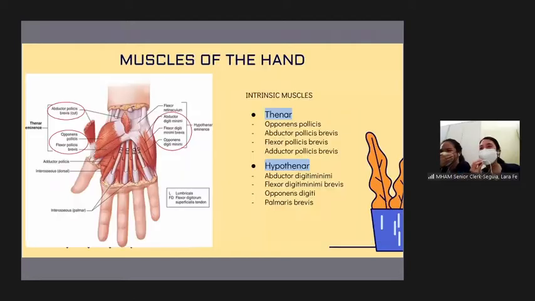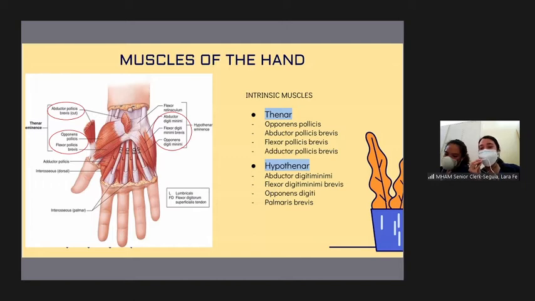For the muscles of the hand, they are subdivided into thenar and hypothenar. For the thenar, we have the opponens pollicis. Its main action is to oppose the thumb to the other digits, and it is innervated by the recurrent branch of the median nerve. The next one is the abductor pollicis brevis.